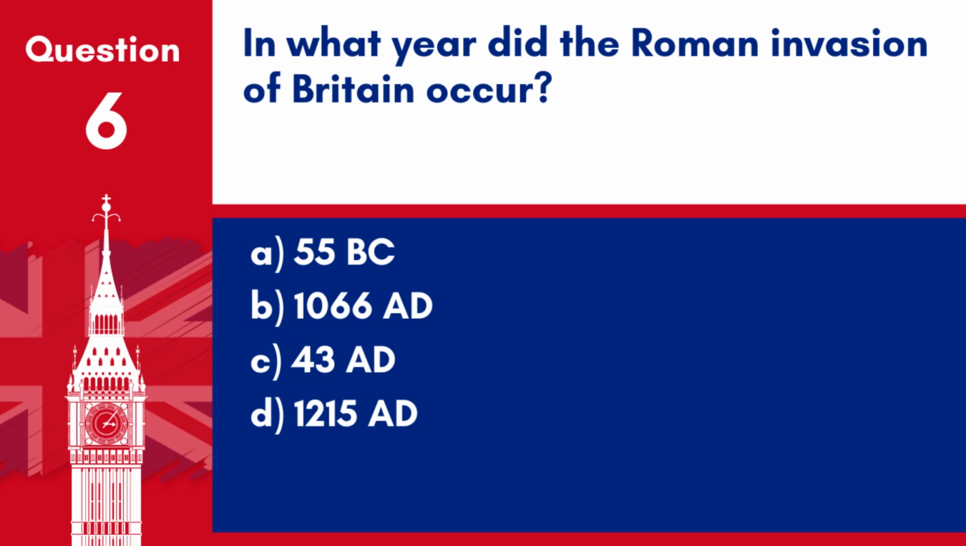Question 6. In what year did the Roman invasion of Britain occur? A. 55 BC. B. 1066 AD. C. 43 AD. D. 1215 AD. Answer C. 43 AD. The Roman invasion of Britain, which began the period of Roman Britain, started in 43 AD.